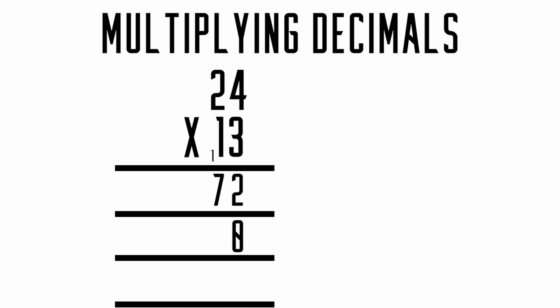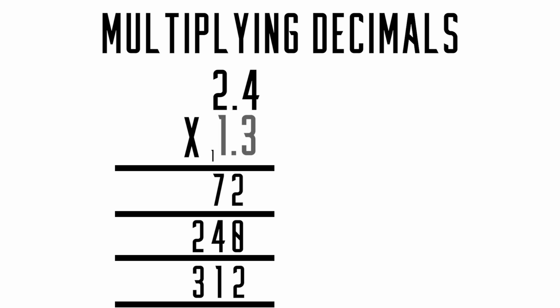Now we will do 4 times 1, which is 4, and 2 times 1, which is 2. If we add these together, we get 312. Now we have to go back and put the decimals back into our sum. Once we've done so, we can ask ourselves how many digits are after the decimal within the sum, and here we have 2. So our answer will also have 2 digits after the decimal point. This gives us our answer of 3.12.